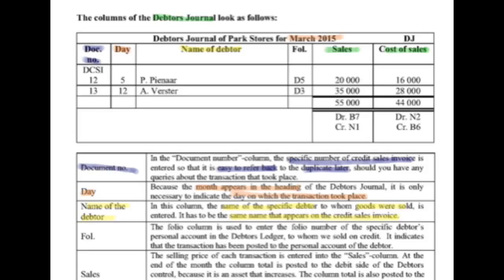Our fourth column is the folio column. The folio column is used to enter the folio number of the specific debtor's personal account in the debtor's ledger to whom we sold on credit. So it indicates that the transaction has been posted to the personal account of the debtor. Technically, you will only start to fill in this column once you start to post to the relevant ledger account in the debtor's ledger.